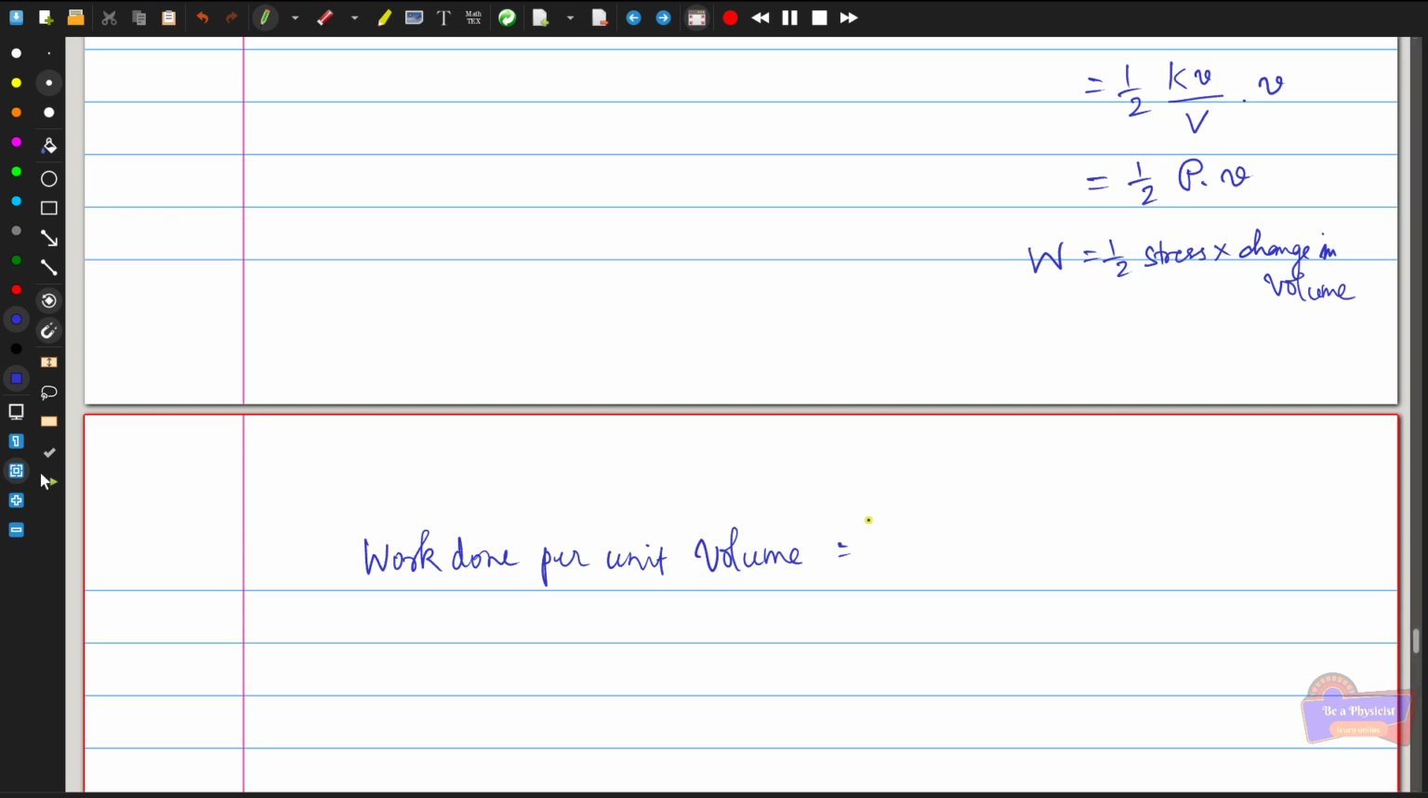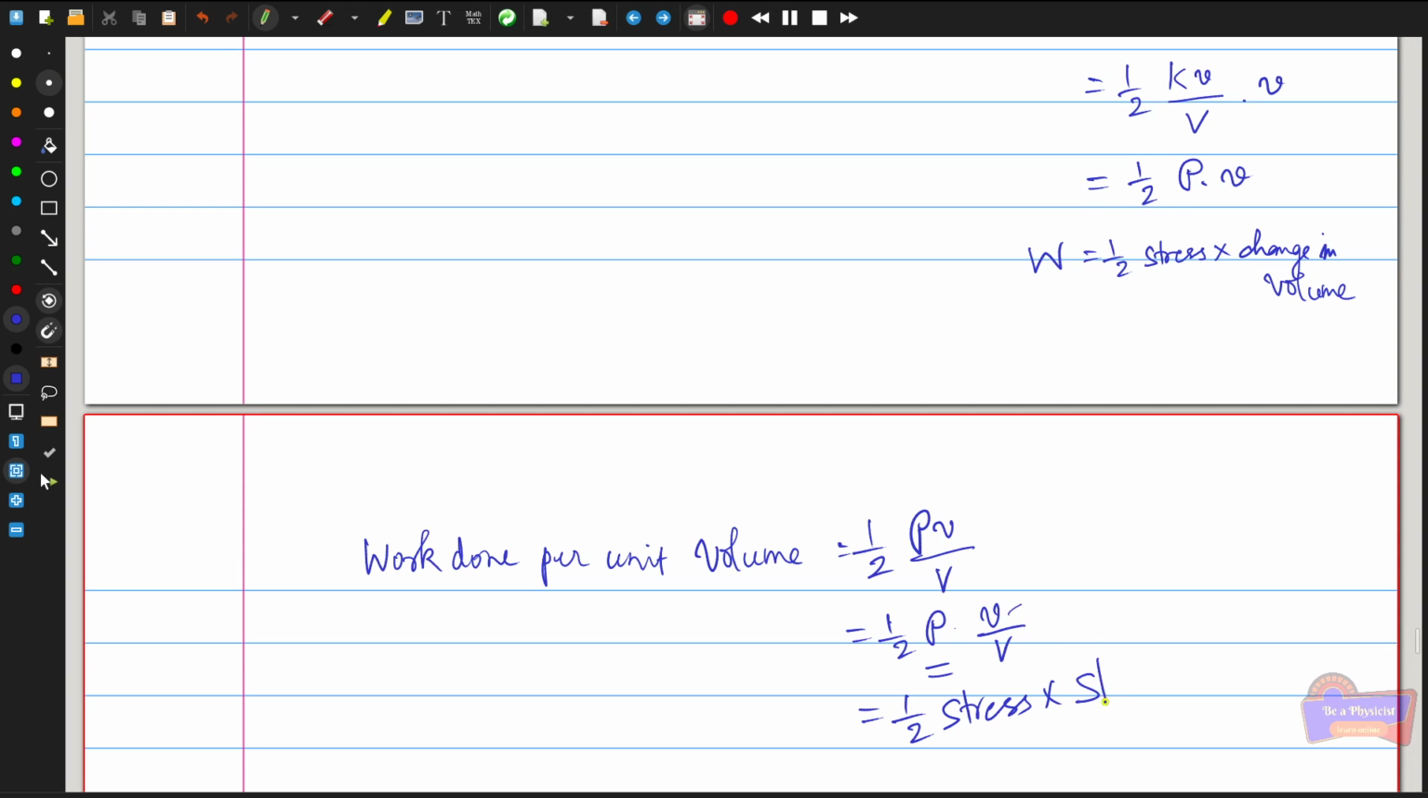Which is nothing but half of P v divided by V, or half P times v divided by V. P is the stress, and the change in volume divided by total volume is the strain. So again, I proved that the work done per unit volume is equal to half times stress and strain in the volume strain also.